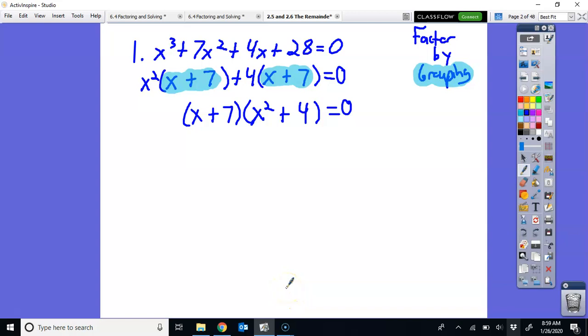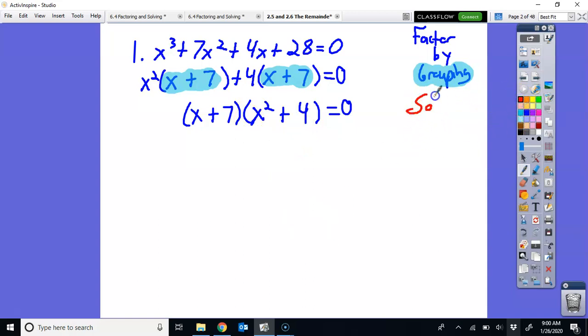X squared plus 4 cannot be factored anymore. Even though I know a lot of you want to do x plus 2 and x plus 2, x squared plus 4 would not work because there's no middle term here. If it was minus 4, you could do x plus 2 and x minus 2.